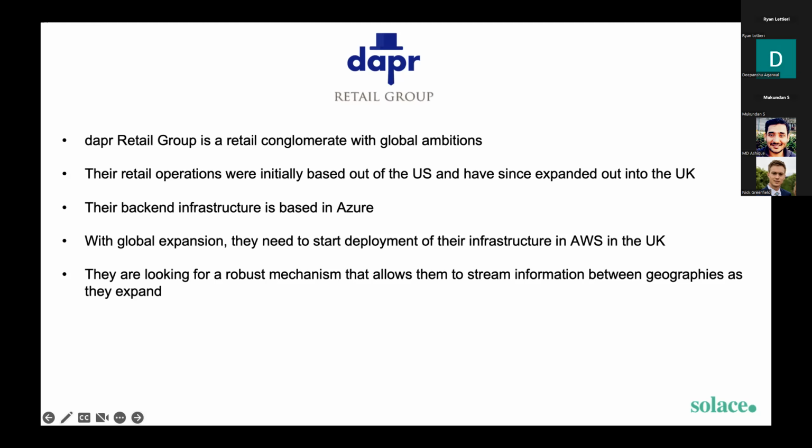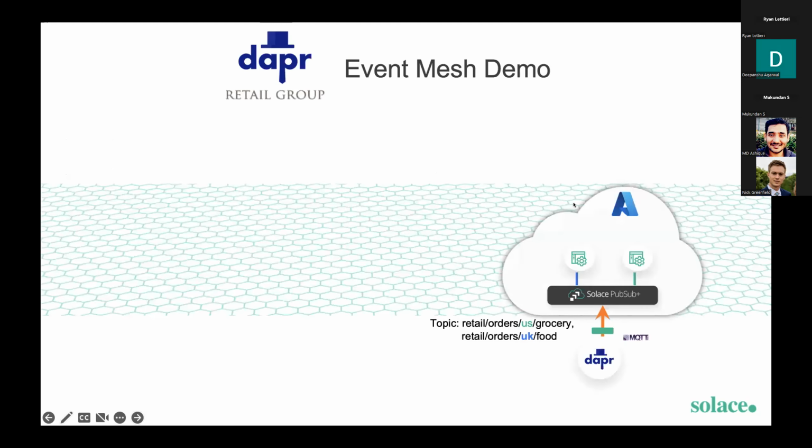Now their backend infrastructure is Azure, and as they've expanded, they realize they need backend microservices in AWS in the UK to handle user residency and to give lower latency response times for their backend microservices to the end user. And so they were looking for a robust mechanism that allows them to stream information between geographies as they expand. And so that's where the event mesh comes into play.